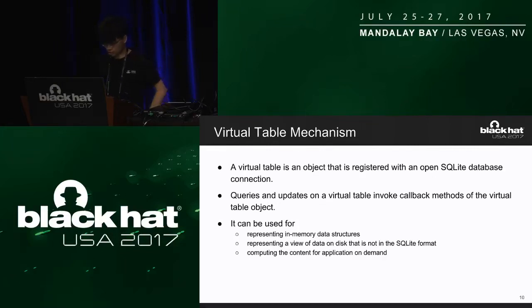There are callback methods for the virtual table. They are invoked on the object when you operate on the virtual table. This mechanism can be used for representing in-memory data structures, or they provide a view of data that is not in SQLite format. For example, they provide a view of JSON or C arrays. And they are more dynamic. They can be used for computing the content of the application on demand.